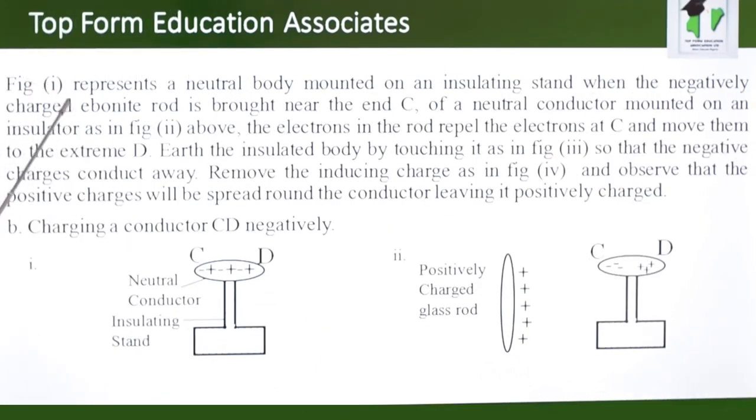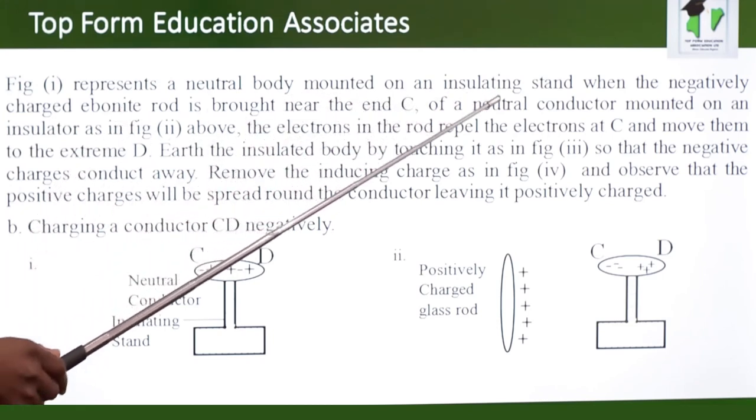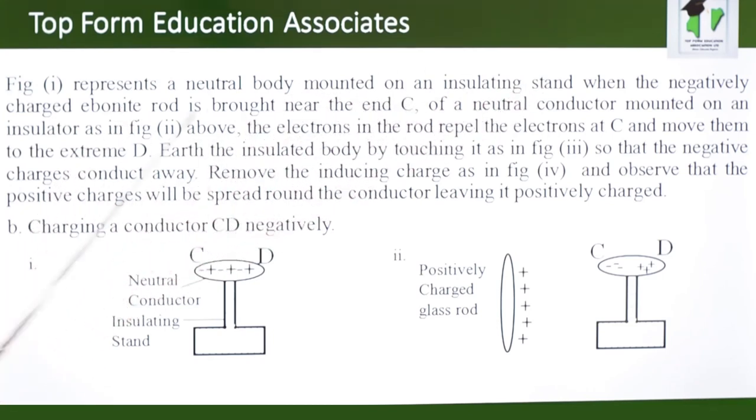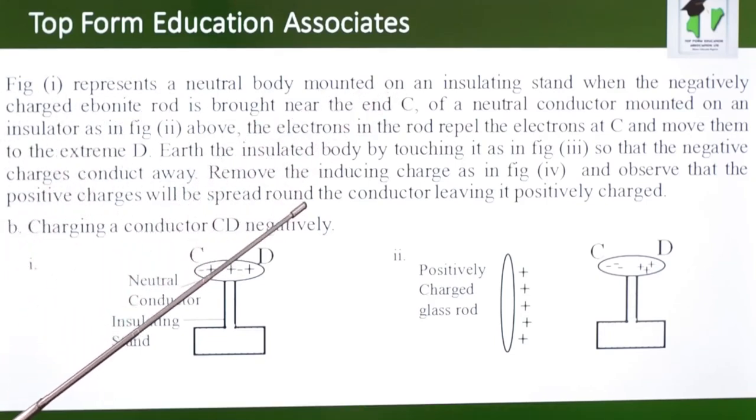Fig. I, as I've explained before, represents a neutral body mounted on an insulating stand, when the negatively charged ebonite rod is brought near the end C.